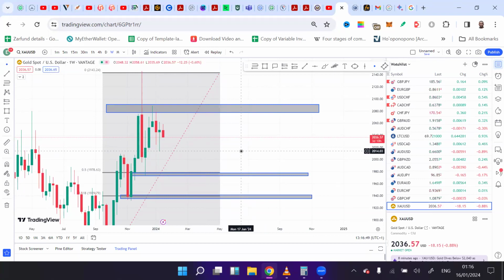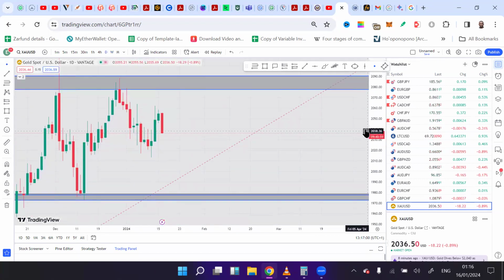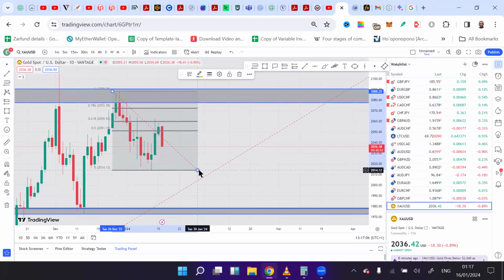So what is going to be our entry point? Where would we enter the market on gold? Now we need to go to a lower time frame. Let's go to a lower time frame. A lower time frame will give us an idea of where we should be entering on gold.